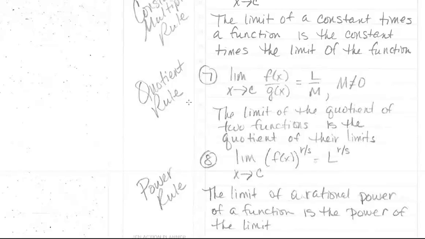All right, quotient rule. Quotient rule, same thing as product rule. If I can divide them, then I can divide their limits, except, of course, if the limit of the denominator is 0. Can't do that. So the limit of the quotient of two functions is the quotient of their limits.